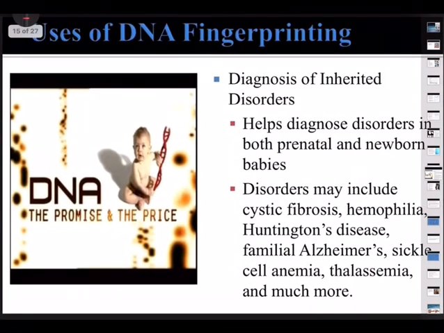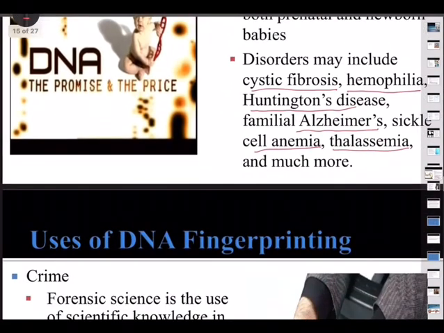So what are the uses of DNA fingerprints? Diagnosis of inherited disorders. This is the greatest help. It helps diagnose disorders in both parents as well as newborn babies. Disorders may include cystic fibrosis. We can find out whether the person is having cystic fibrosis or hemophilia. We talked about all these being genetic disorders. Huntington's disease, and then Alzheimer's, the very dangerous one, sickle cell anemia, and thalassemia, and of course even myasthenia gravis. All these can be identified.